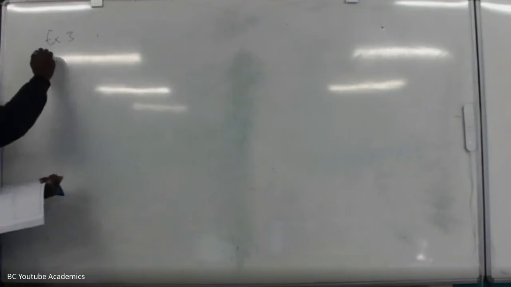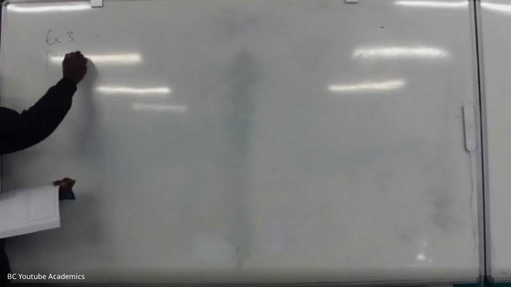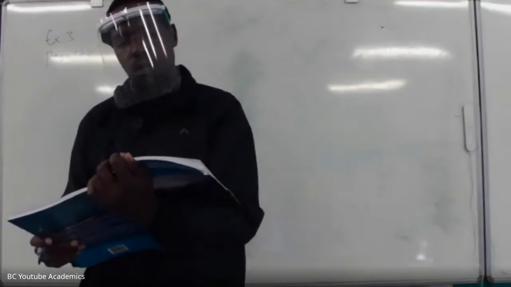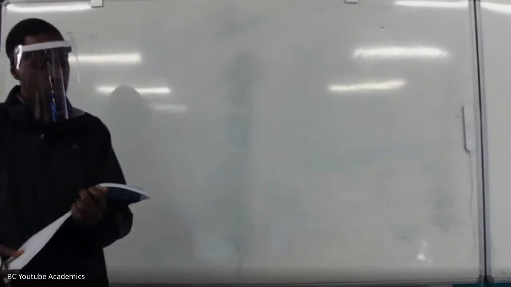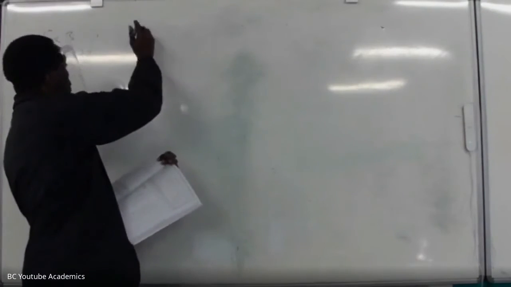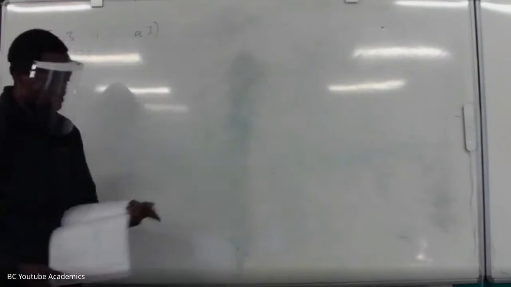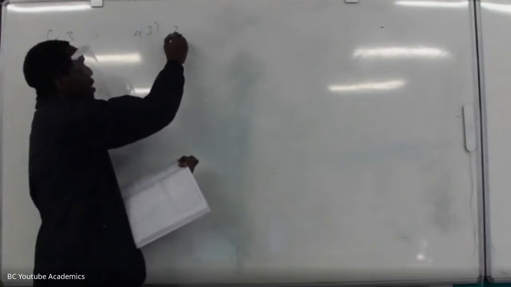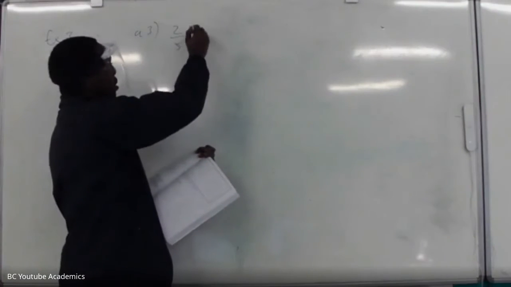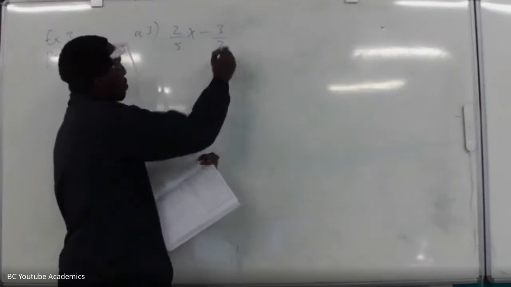Okay, so returning to exercise 3, page 122. I'll do A3. A3 says 2 over 5 times negative 3 over 7.